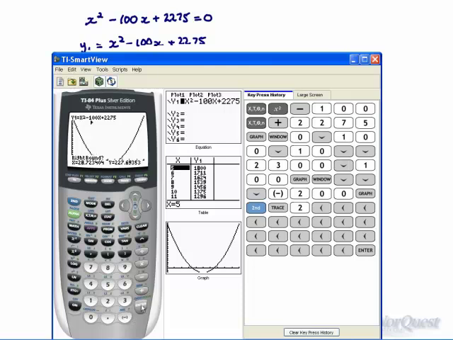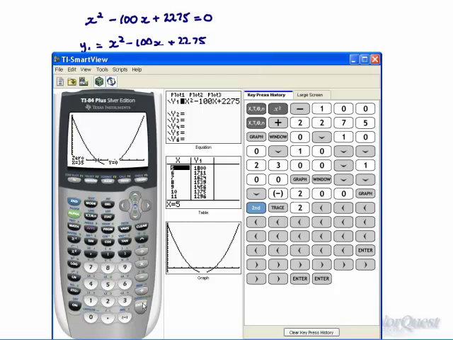Hit enter. I'm going to move until the y becomes negative, because then I know I cross the x-axis. So I'm at negative 60 now. I've passed the 0, hit enter. At guess, hit enter one more time. And one of those zeros is when x equals 35.